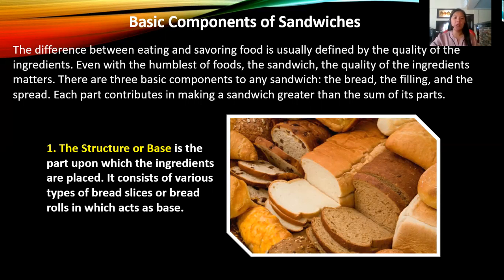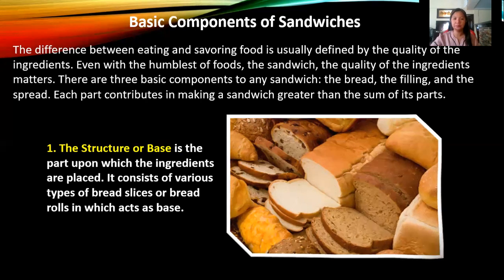So the first component is the structure or base. It is the part upon which the ingredients are placed. It consists of various types of bread slices or bread rolls which act as a base.